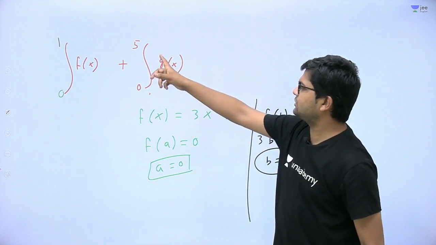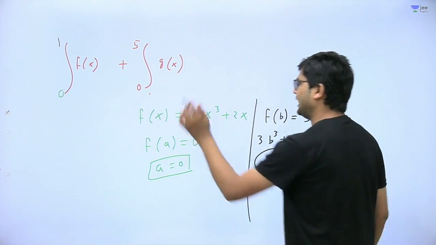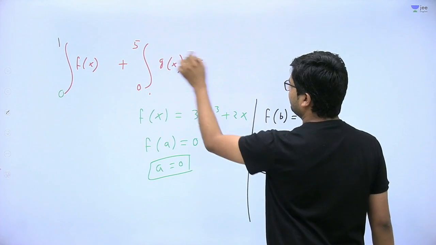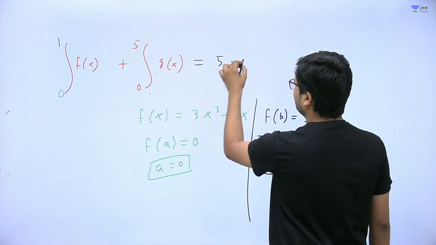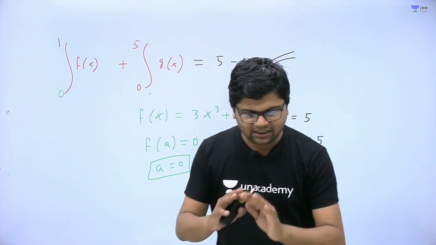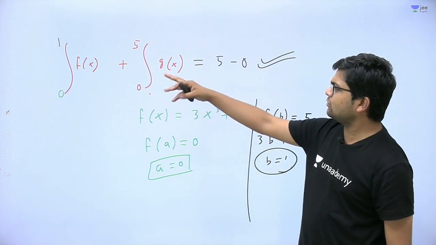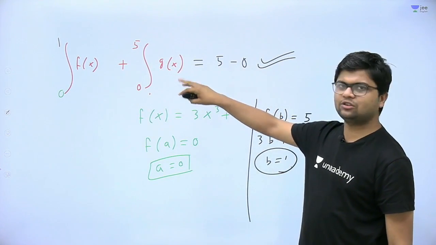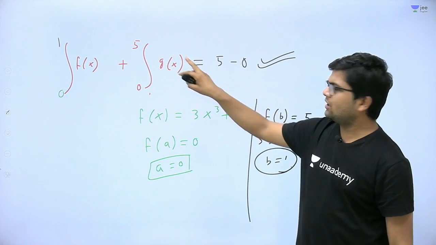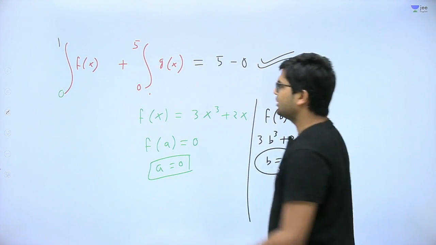Since f of 1 is 5 and f of 0 is 0, this became my standard integral, and it will have value equal to 1 into 5 minus 0 into 0, which is 5. So that is how we will solve this question. I think everybody must have understood it. Very wonderful question. The integral 0 to 1 f of x plus 0 to 5 g of x is equal to the product of upper limits minus product of lower limits. Got it? So just solve it.